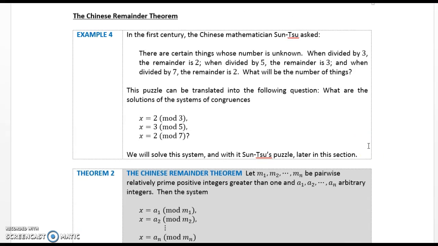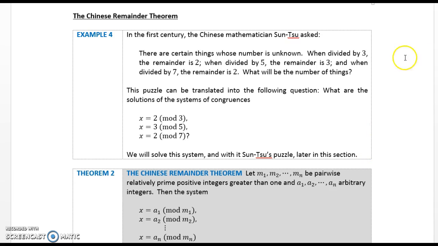The Chinese remainder theorem. Example 4. In the 1st century, the Chinese mathematician Sun Tzu asked, there are certain things whose number is unknown. When divided by 3, the remainder is 2. When divided by 5, the remainder is 3. When divided by 7, the remainder is 2. What will be the number of things?